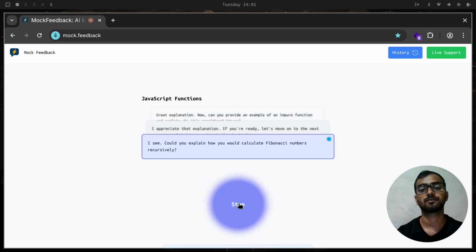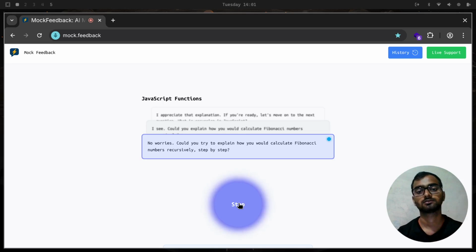I see. Could you explain how you would calculate Fibonacci numbers recursively? Okay, so I know about calculating the factorial, but I don't know about calculating the Fibonacci numbers. No worries. Could you try to explain how you would calculate Fibonacci numbers recursively, step by step? I don't have any ideas about calculating Fibonacci numbers.